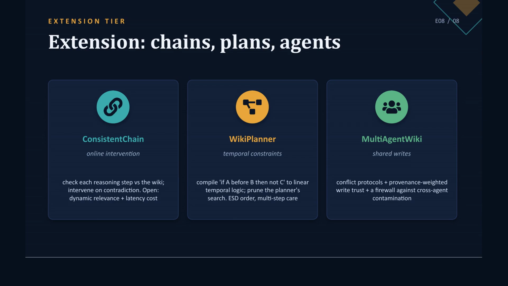Think emergency shutdown order, or a multi-step treatment plan. And multi-agent wiki makes the shared memory safe when many agents write at once: conflict protocols, provenance-weighted write trust, and a firewall so one agent's bad knowledge cannot contaminate the others.